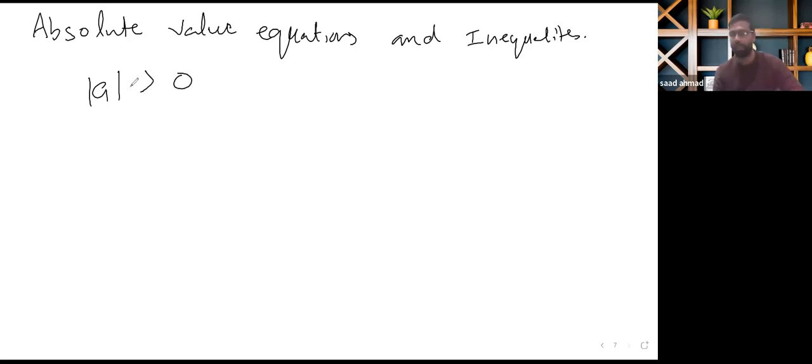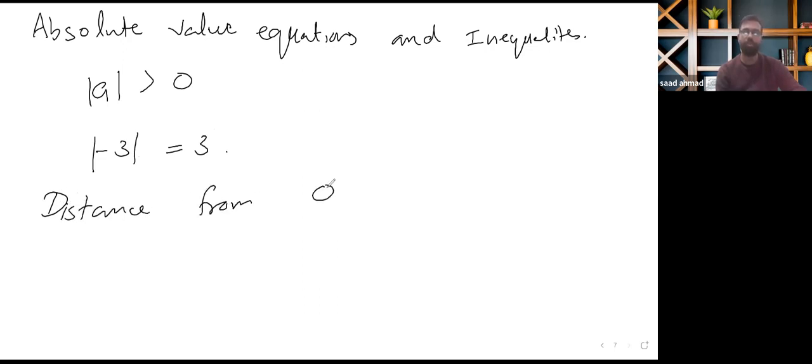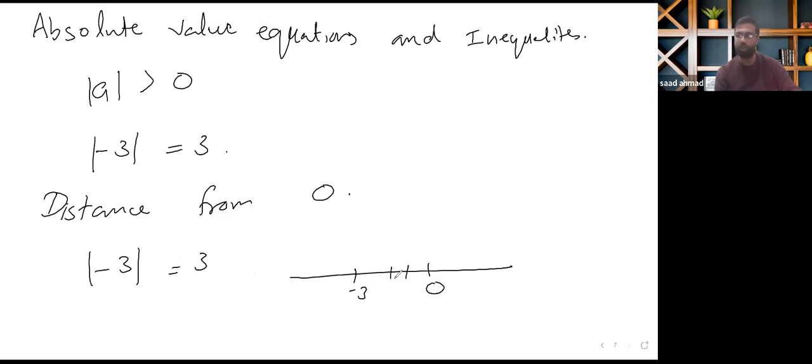Let's say if we have -3 and we take its absolute value, it will be equal to 3. Absolute value means distance from 0. If I have the absolute value of -3, I'm asking what is the distance of the point 3 or the point -3 on the number line from 0. From 0 this is 3 units, 1 2 3, 3 units far.